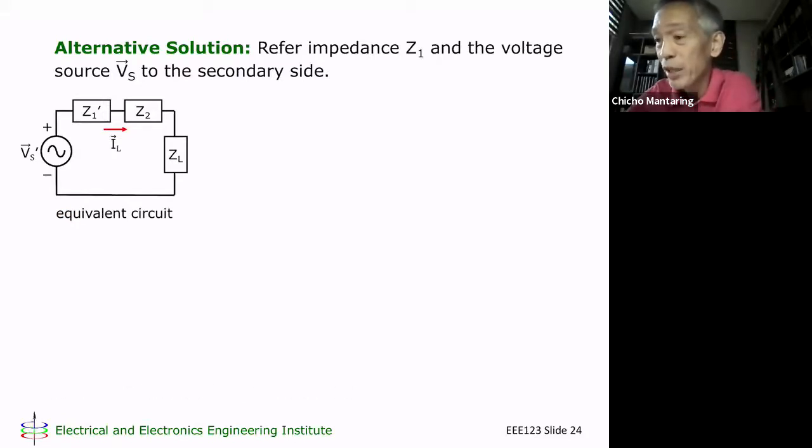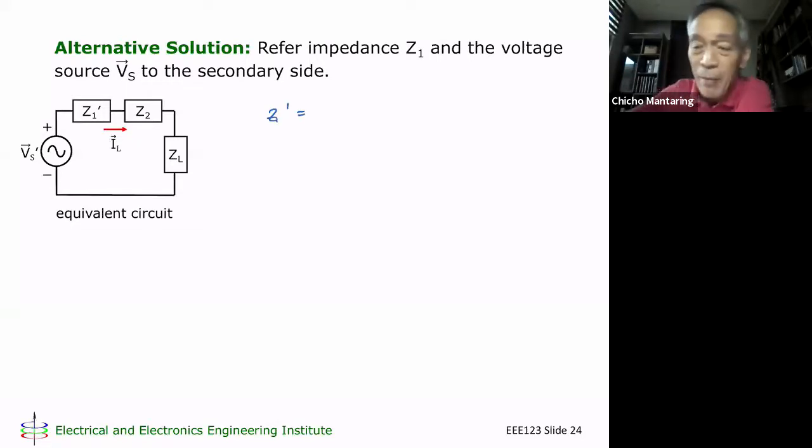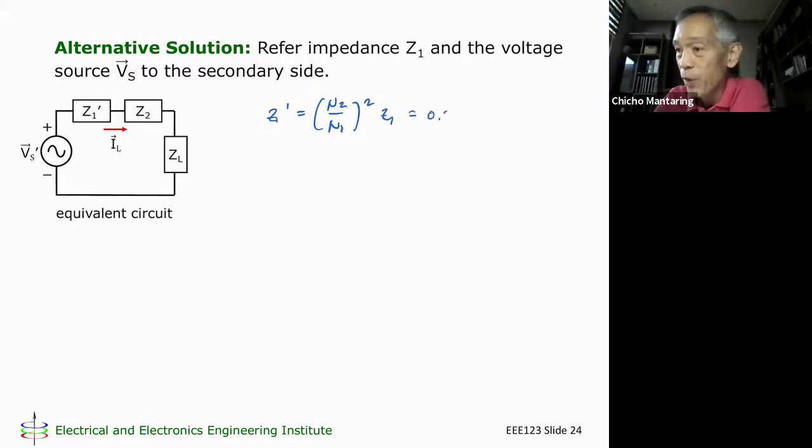So what is Z1 going to be now? Z1 prime, since I'm referring from primary to secondary, is going to be (N2 over N1) squared times Z1, right? And this is going to be 0.4 plus j0.3 ohms. Okay, and then Vs prime, I'm just going to use my turns ratio. This is N2 over N1 times Vs.